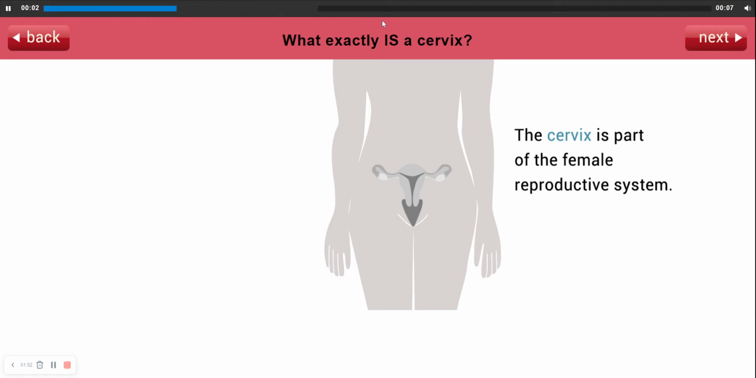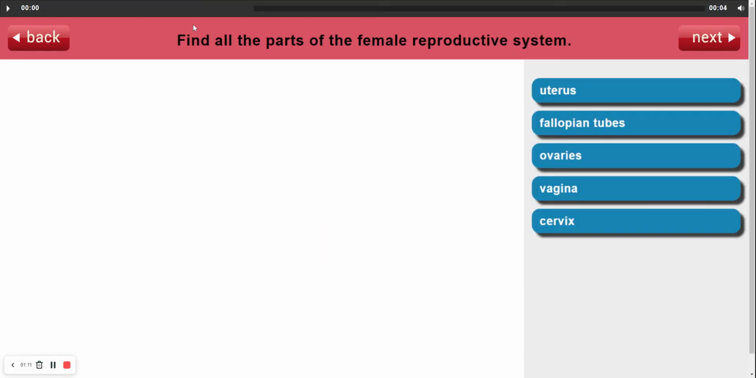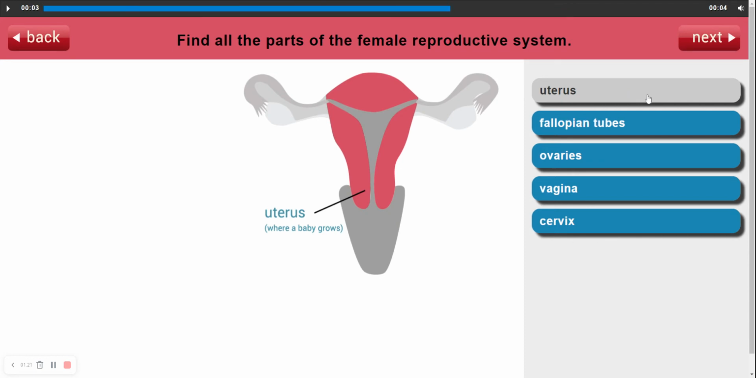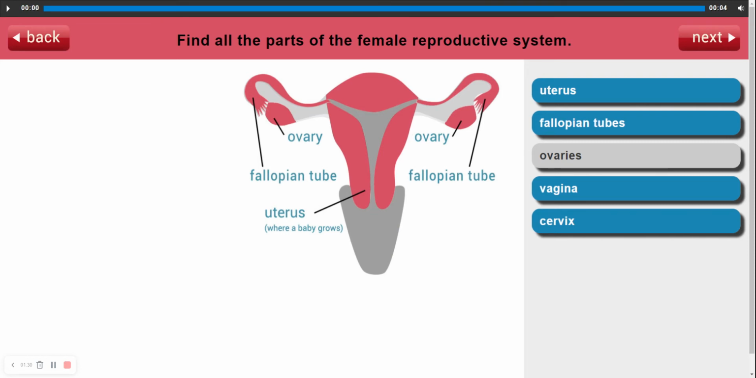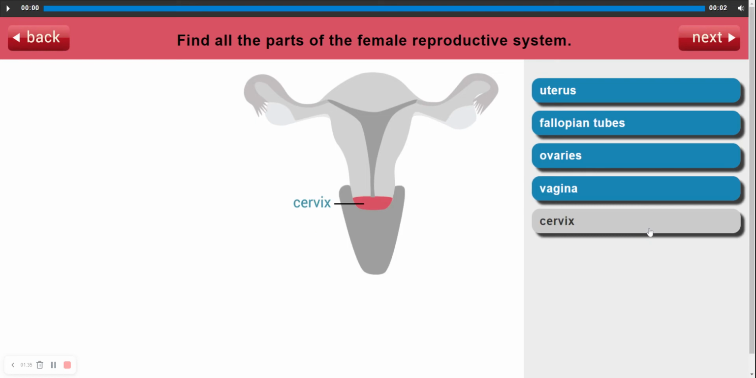What exactly is a cervix? The cervix is part of the female reproductive system. Find all the parts of the female reproductive system. Uterus, where a baby grows. Fallopian tubes. Ovaries. Vagina. Cervix.